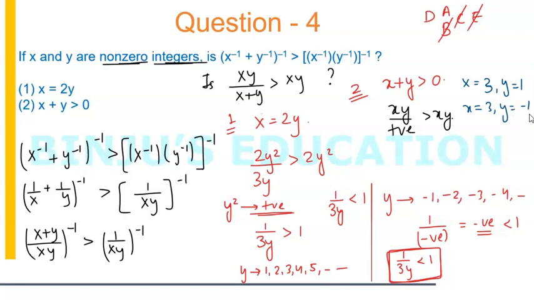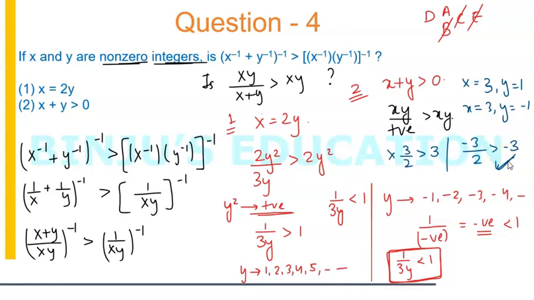In both the cases, x plus y is positive. So if I plug in the first case, I will have 3 divided by 2 greater than 3. Is this true? No. If I put the second case, I'm going to have minus 3 divided by 2 greater than minus 3. Is this true? Yes, this is true.